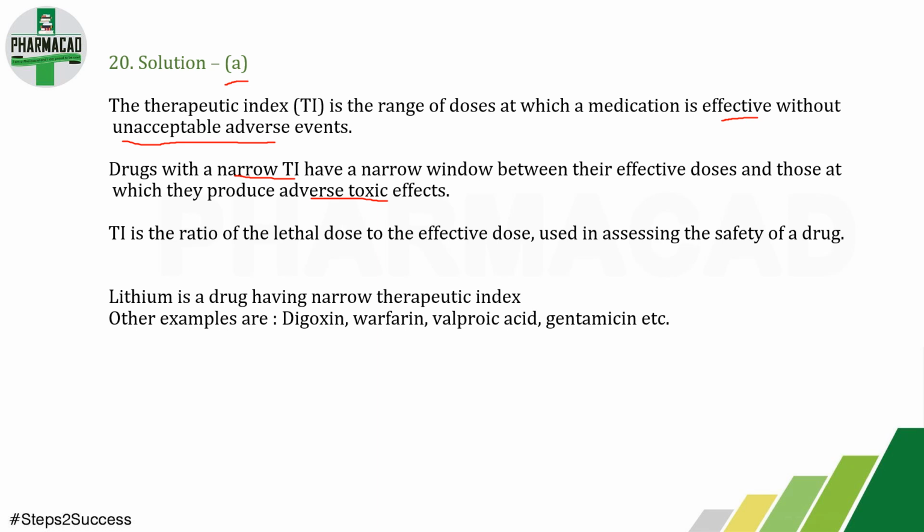Also, for the definition of therapeutic index, it is the ratio of lethal dose to the effective dose which is used in assessing the safety of a drug. Then lithium is a drug which has a narrow therapeutic index. The examples of drugs which have narrow therapeutic index are digoxin, warfarin, valproic acid and gentamicin.